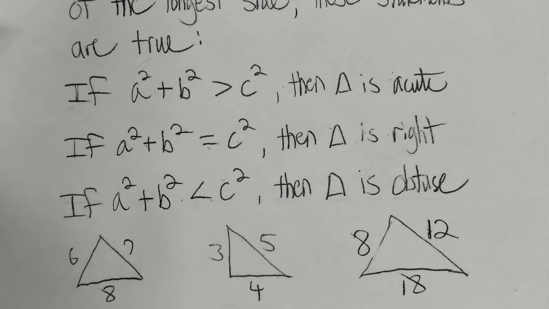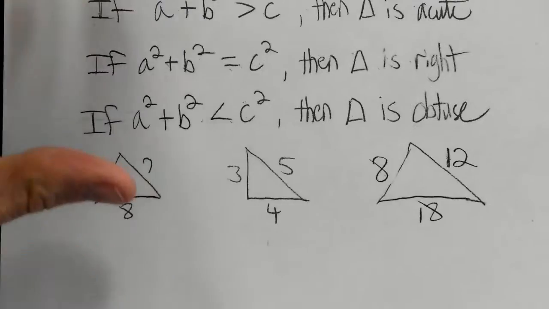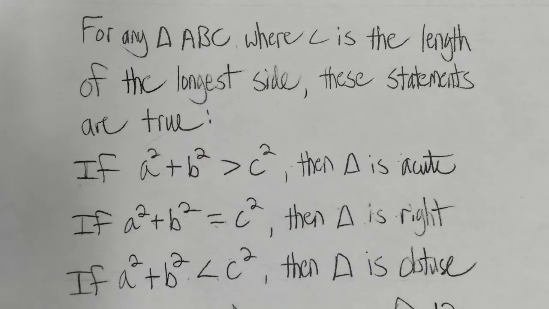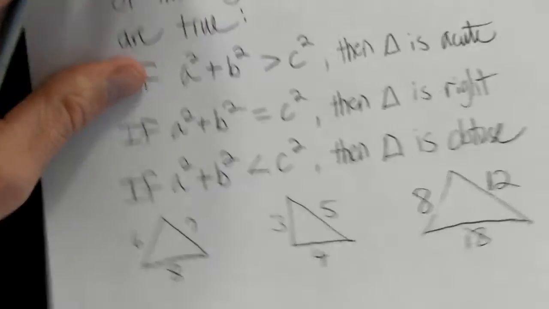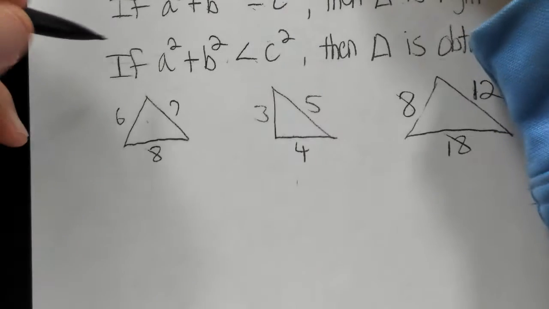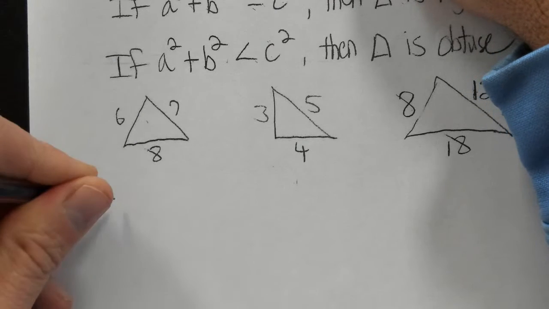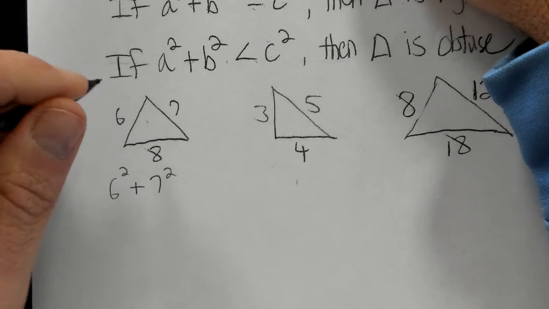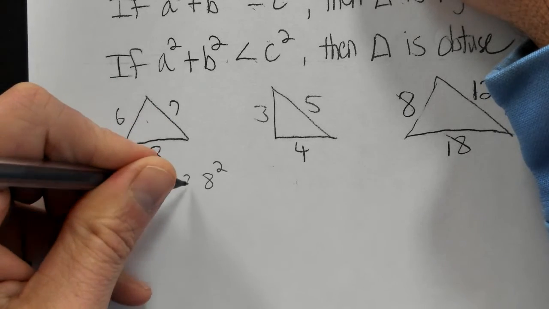All right? And so let's take a look at how we can utilize that. Now remember, C is the length of the longest side. So the key to using this theorem is to make sure that whatever the longest side of the triangle is, that's what you plug in for C. So if I were trying to classify this triangle, for example, what I would need to do is locate, first of all, where's the longest side? The longest side is 8, so I need to test 6 squared plus 7 squared, and I need to see how that compares to 8 squared, because I don't know what to put in between here yet.